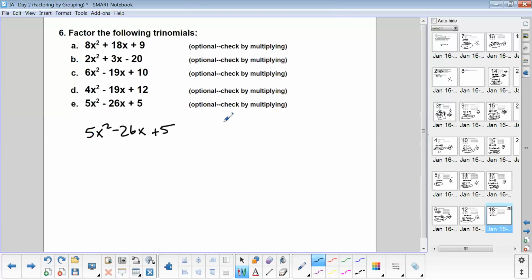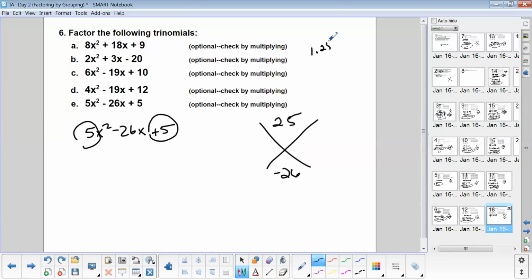Five will not divide all of them, so you're going to take A times C. A is positive, C is positive, so you get 25, but you have to add to get negative 26. So what are two factors of 25 that add to give me negative 26? Well, the factors of 25 would be 1 and 25 and 5 and 5. Those are the only pairs.